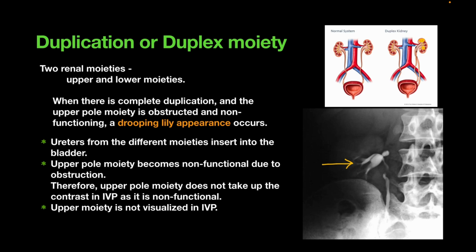Ureters from the different moieties insert into the bladder. So the upper pole moiety becomes non-functional due to obstruction. Therefore, the upper pole moiety does not take up the contrast in the intravenous pyelogram as it's non-functional. That's why there is the appearance of a drooping lily. Okay. Now the upper moiety is not visualized in the IVP. That's it. Now let's discuss Weigert-Meyer law.